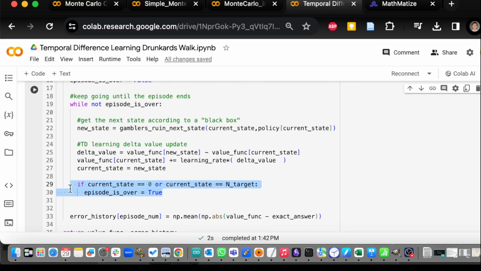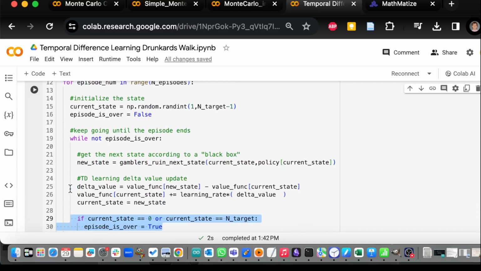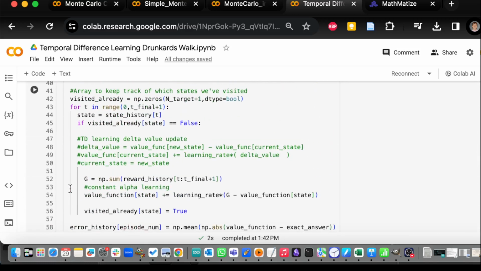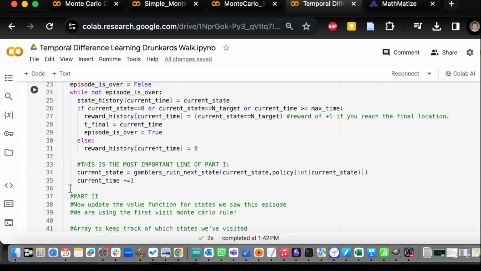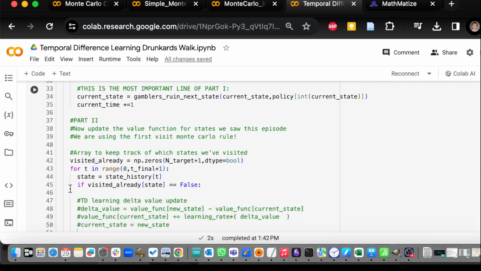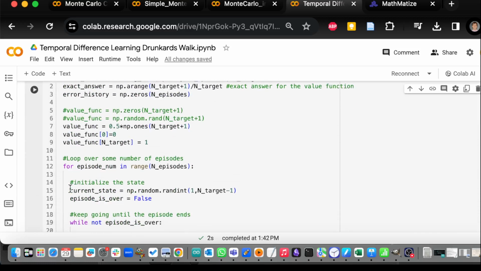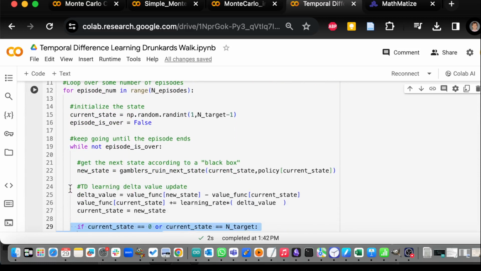But that's the whole code. You'll also notice that the whole code is a lot shorter because there is no part 1, part 2. In the Monte Carlo, there's this part 1, part 2. First, you have to do all the simulations, and then you do these updates. In temporal difference learning, it's much shorter because you're doing both at the same time. So you're learning as you go. You don't wait until the end to learn something.